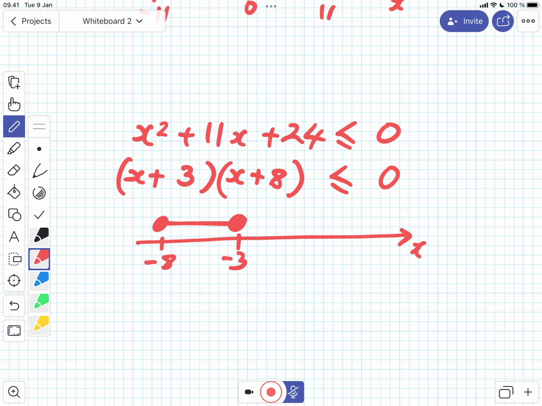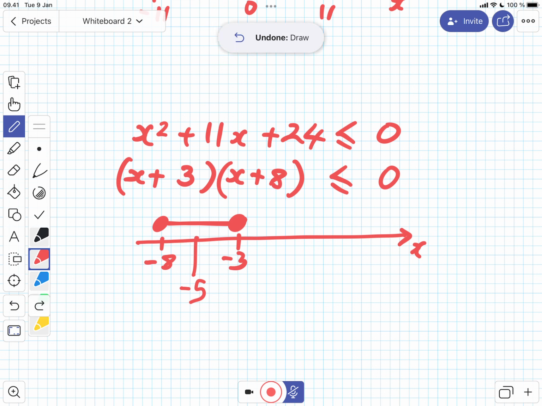And let's think of a value in between. Let's think of, say, when x is -5. When x is -5, you would get -2 times 3. You'd get one of the brackets being positive and one of the brackets being negative.